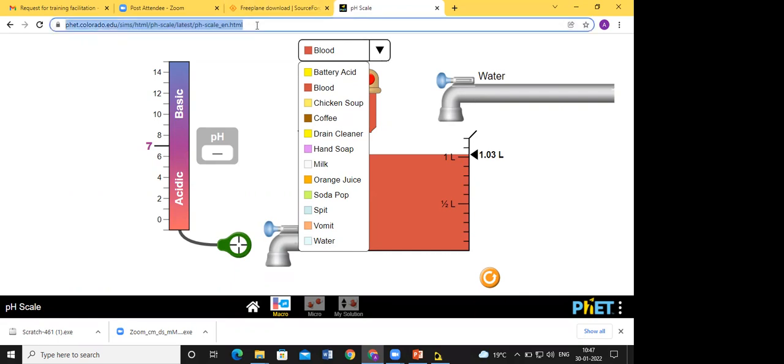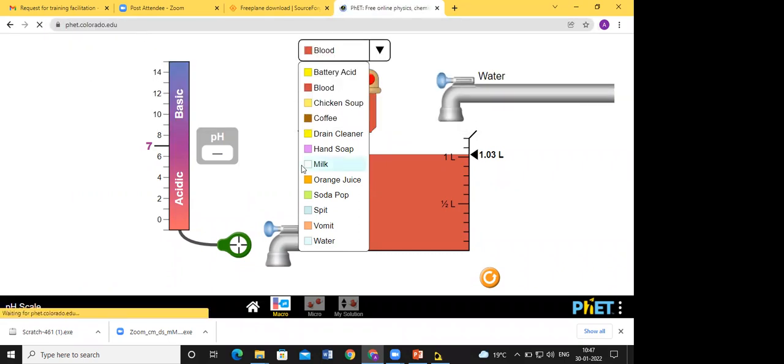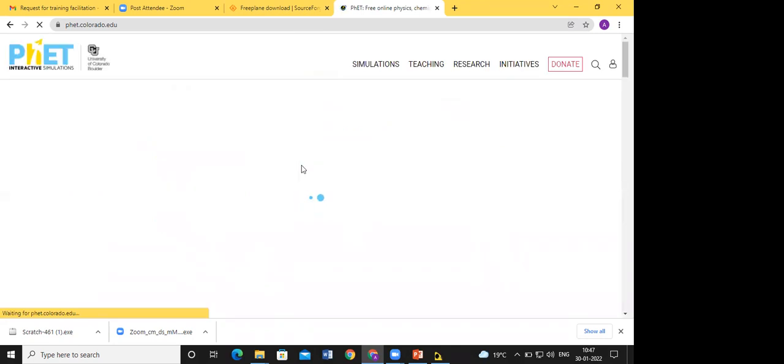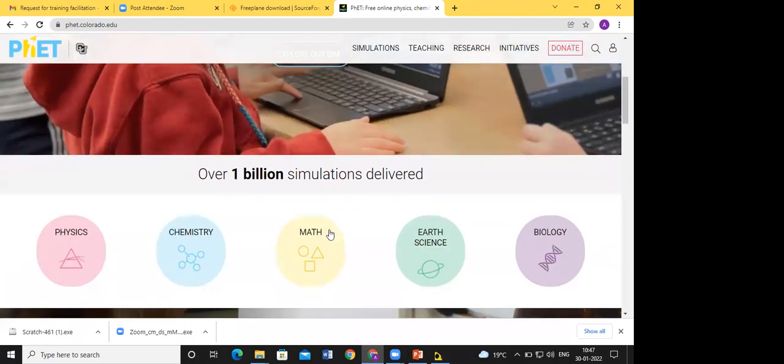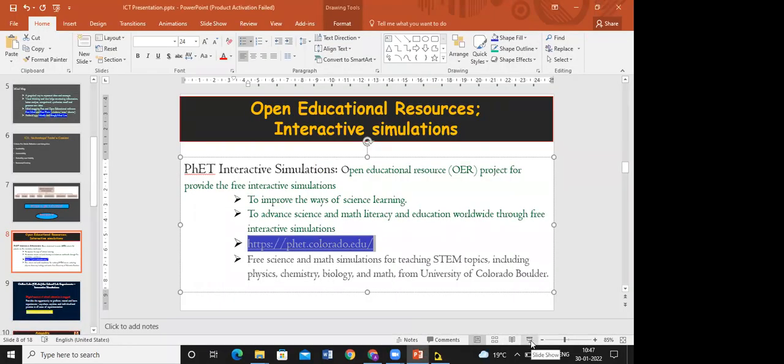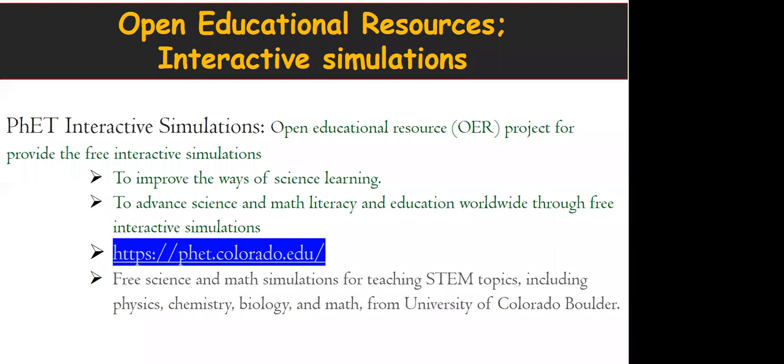And these types of simulations are available at phet.colorado.edu. Can you imagine how many simulations are available here? There are many simulations, sir. Over 1 billion simulations are available here. If you look for your subject, I'm very sure you can get simulations for yourself also, whatever you are trying for your students.